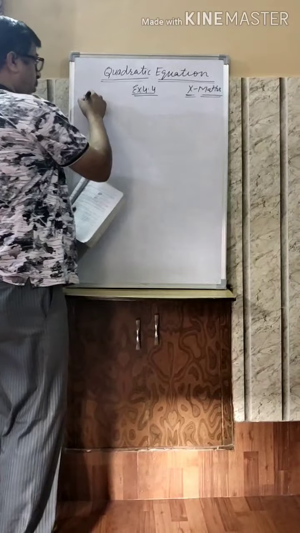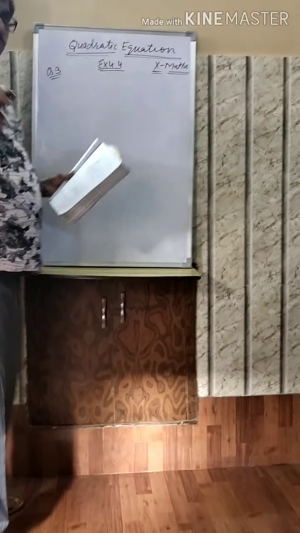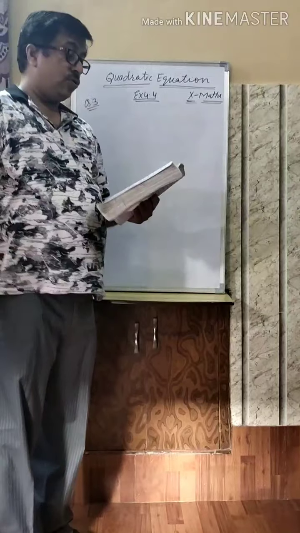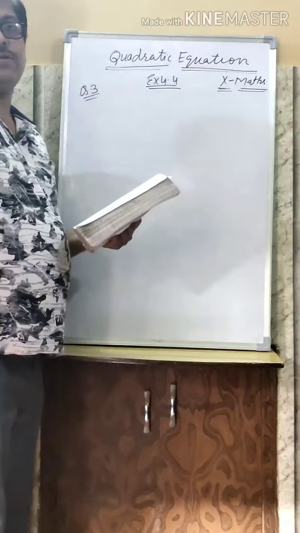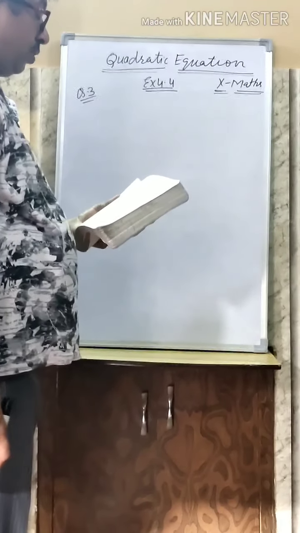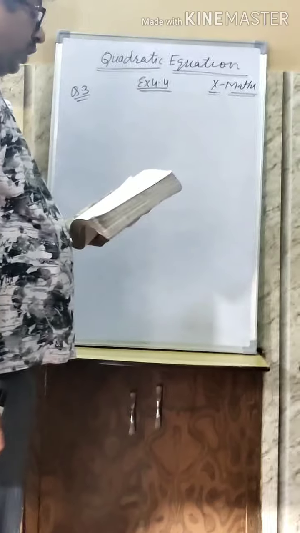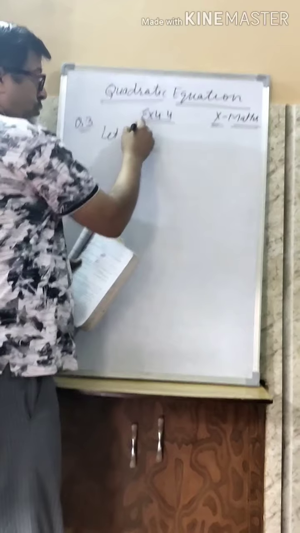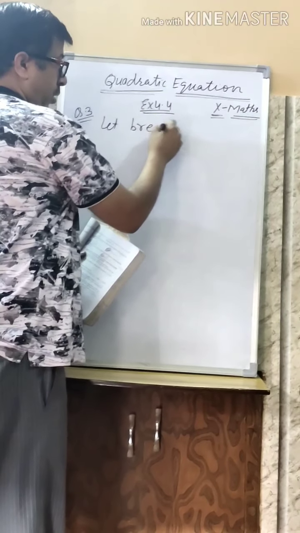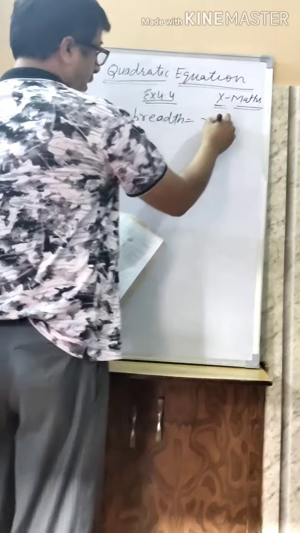Exercise 4.4, word problems. You see word problems, question number 3, you read. Is it possible to design a rectangular mango grove whose length is twice its breadth and area is 800 meters square? If so, find its length and breadth. So, is it possible to design a rectangular mango grove whose length is twice its breadth? We don't know the breadth, so you suppose, let the breadth be equal to x meter.